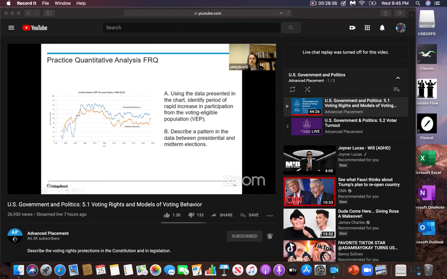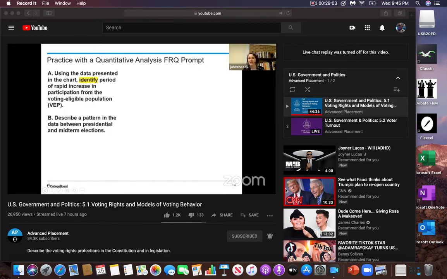So the question I have for you is, using the data presented in the chart, identify a period of rapid increase in participation from the voting eligible population. So think about that, and I'm going to read B. Describe a pattern in the data between presidential and midterm elections.